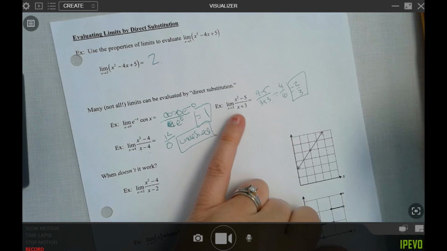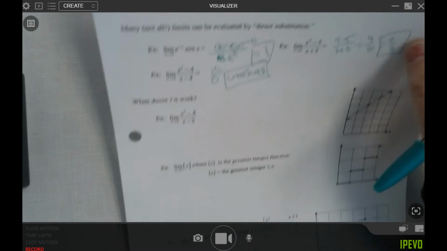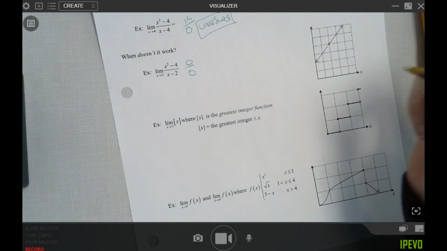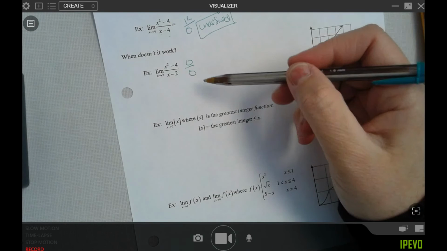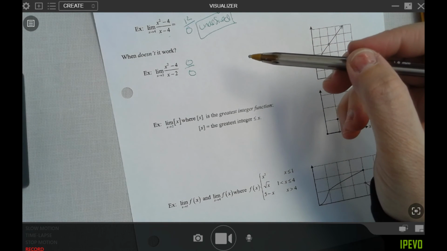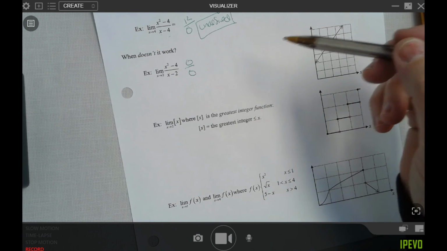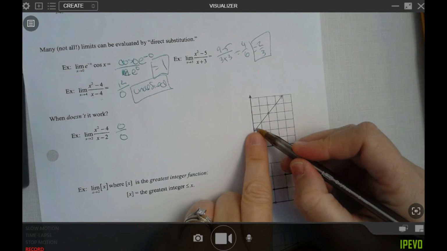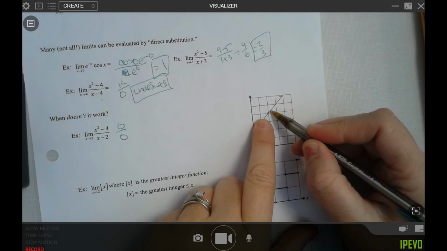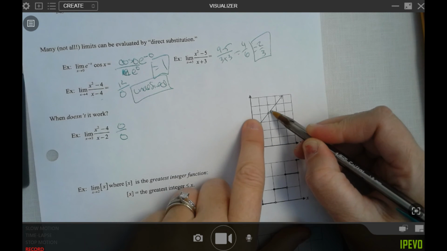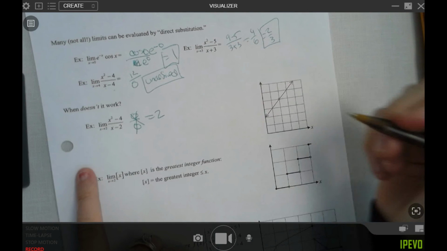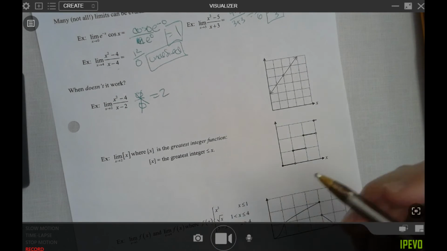So sometimes we can just plug the number in. That's great. Sometimes it doesn't work. When I plug in 2 here, I'm going to get 0 over 0. Anytime you get 0 over 0, then something else is going to happen, and we learn that in the next lesson. But you could look at the graph of this, and as we approach 2 from the left and the right, our y value is actually approaching 4. So this limit really equals 4, not 0 over 0.